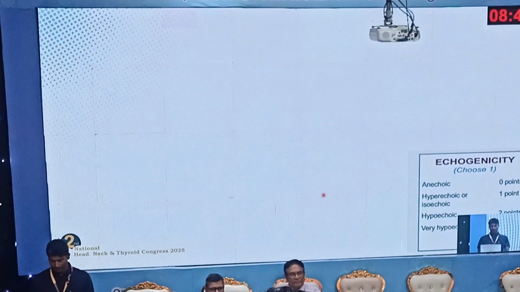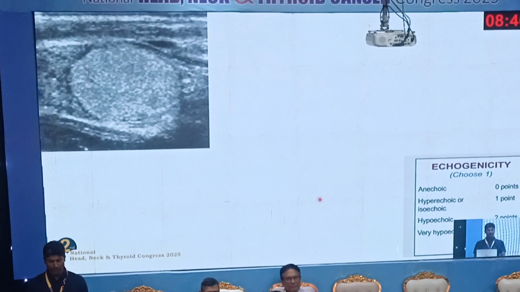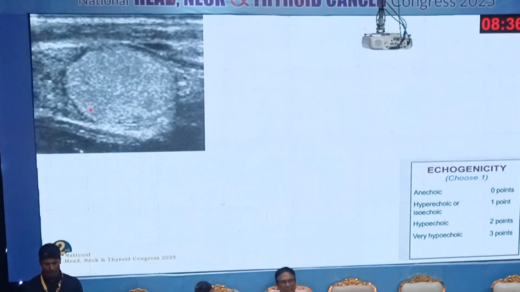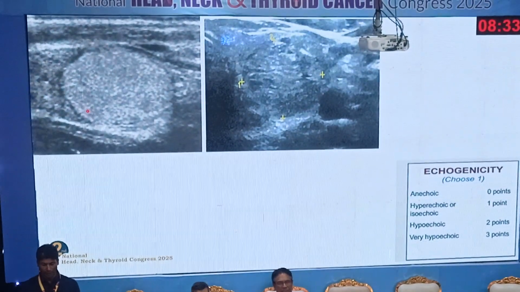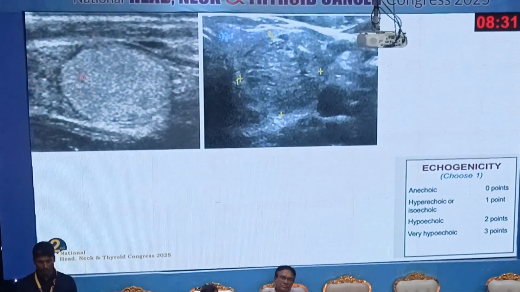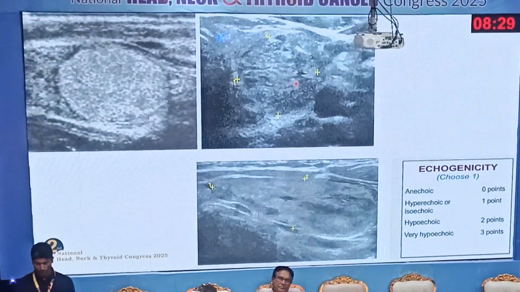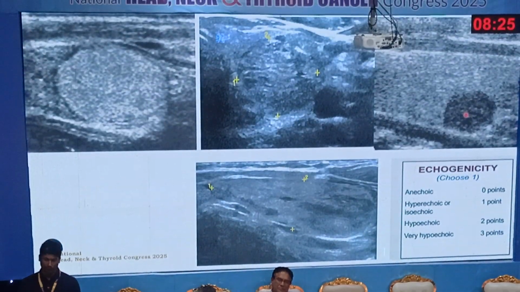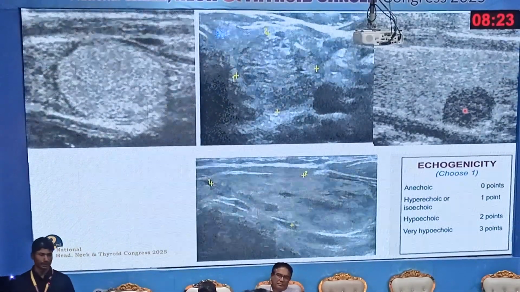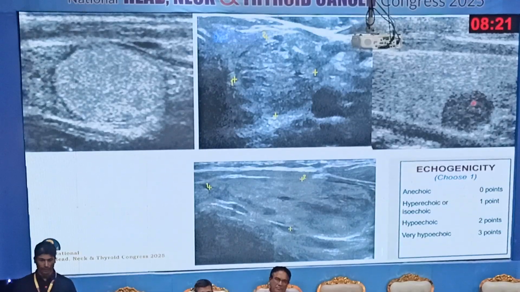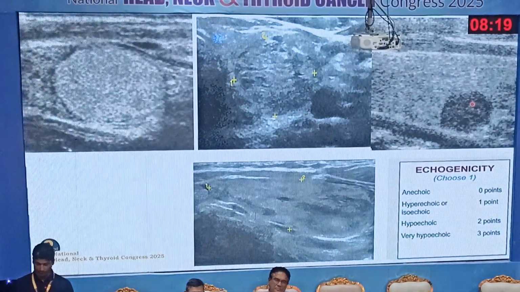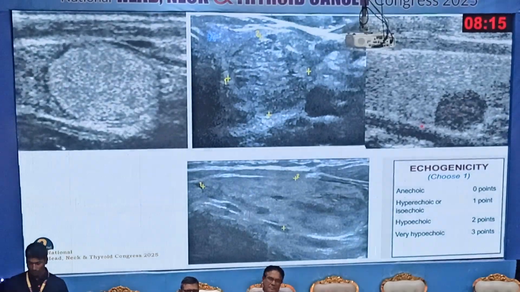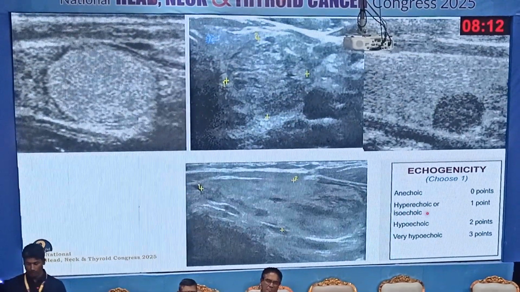Echogenicity is the reflectivity. You will compare it with the adjacent thyroid gland, and see whether it is hypo, iso or hyper. This is hypoechoic. Hypo means dark: if it is darker than the adjacent thyroid gland, then that is hypoechoic. The darker it is, the more suspicious it is; the brighter it is, the less suspicious. So you have the features hyperechoic or isoechoic.